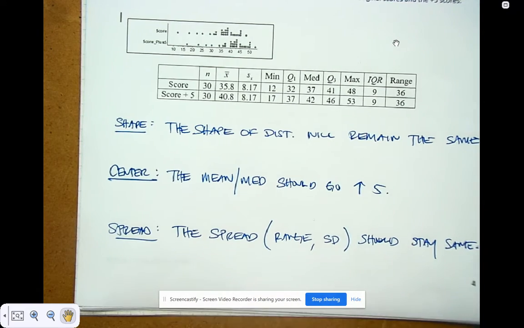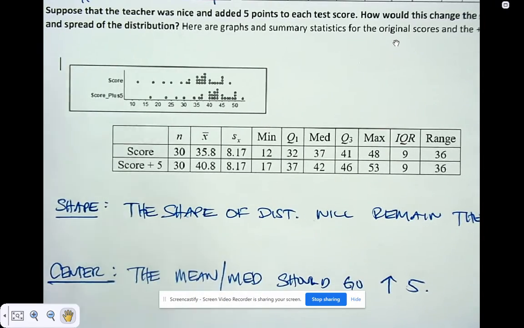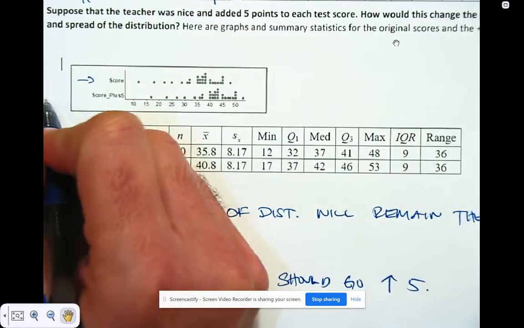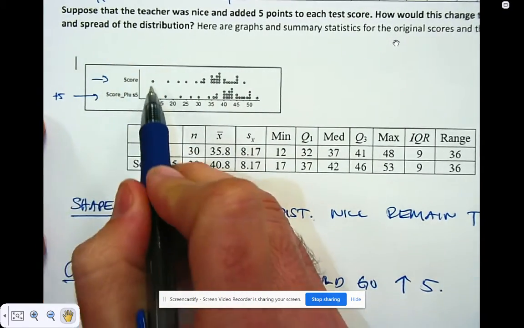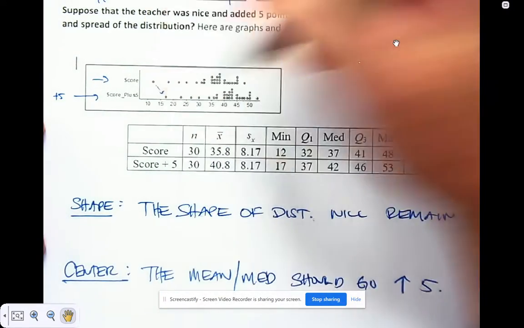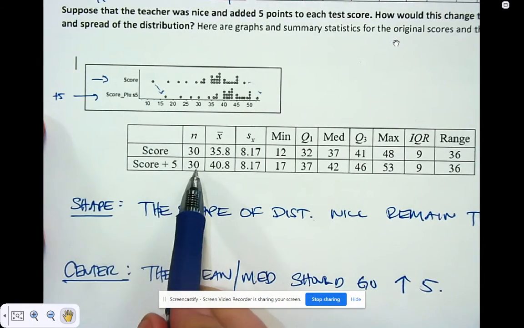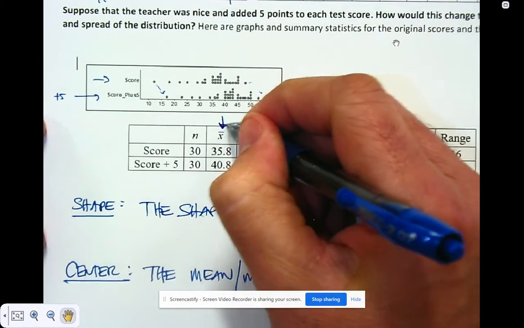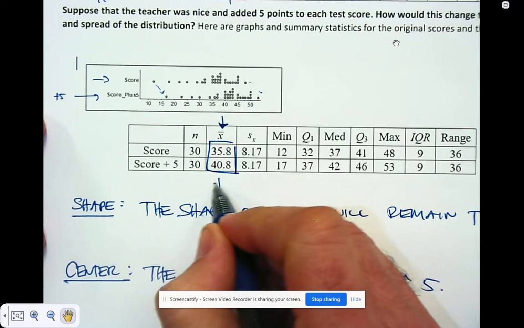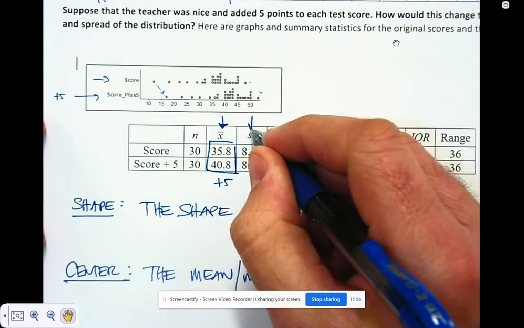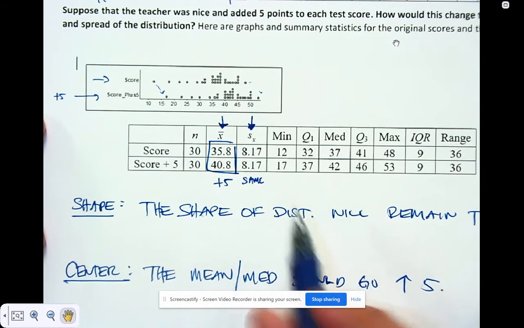Here are our summary statistics right here. This graph was the original scores on the test. And then these scores right here, the teacher was like, wow, that was terrible, let's give them 5 points, everyone. You can see that this dot right here just shifted to the right 5, as did this dot. So everything just moved to the right 5. We still have 30 data points, but look what happened to our center. Our average was 35.8, now it's 40.8, so it went up 5. What about the standard deviation, S sub x? This is the same, like we said. What about the median?